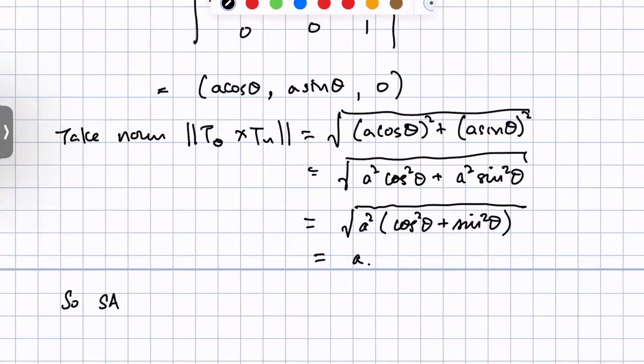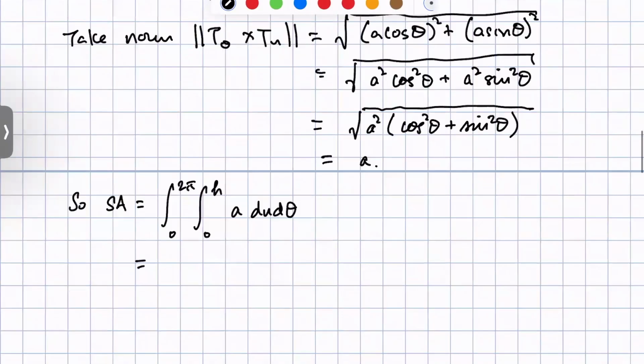So the surface area equals the integral from 0 to 2 pi, 0 to h, of the norm of T theta cross Tu, which is a, du d theta. Now notice that the integrand has no u's and thetas, so all you get is a times, and if you don't have any u's, then what you have is the top endpoint minus the bottom endpoint. And for the theta, the same thing, 2 pi minus 0. So I get 2 pi a h, as expected.